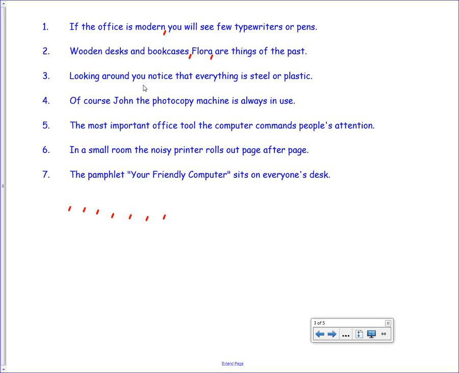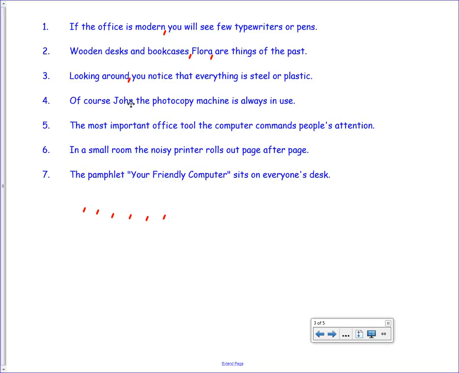Looking around, you notice that everything is steel or plastic. Looking around can be set off with a comma. Again, I can take that out of my sentence, and you notice that everything is steel or plastic still makes sense. Of course, John, the photocopy machine is always in use.